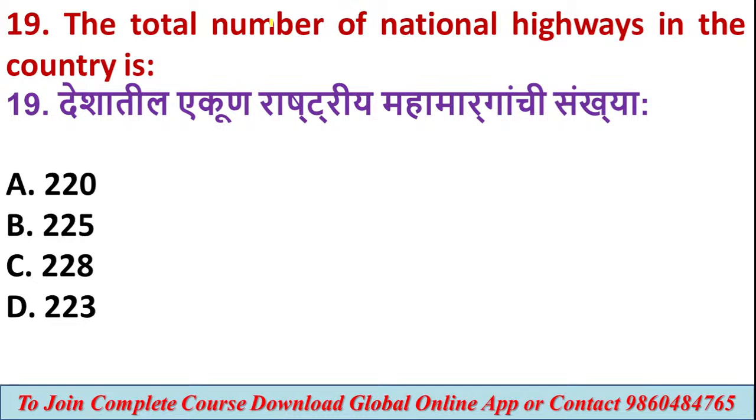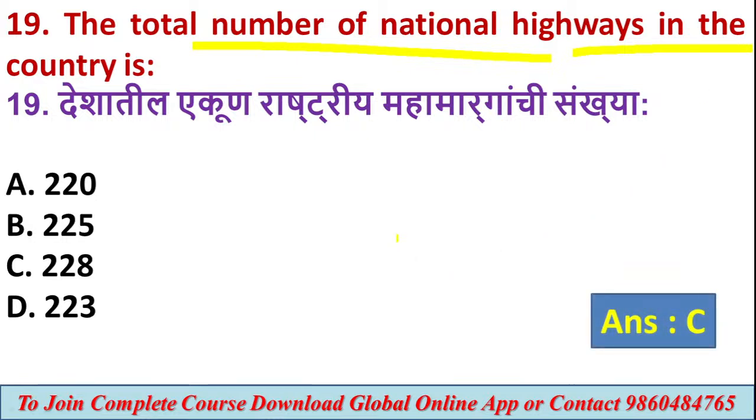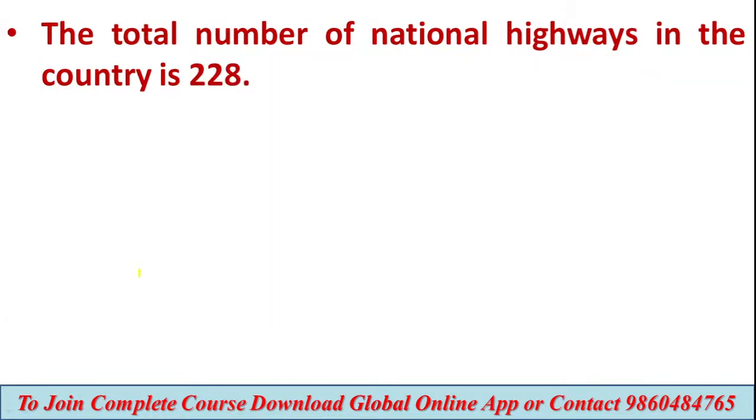Question number 19. The total number of national highways in the country is option A 220, option B 225, option C 228, option D 223. The right answer is option C 228. The total number of national highways in the country is 228.